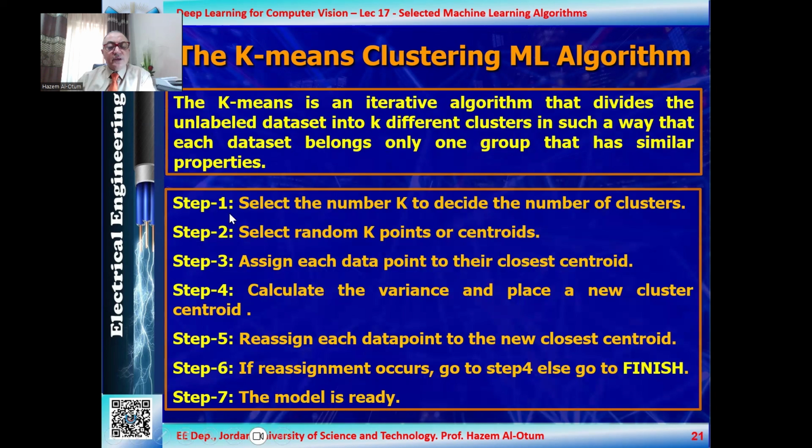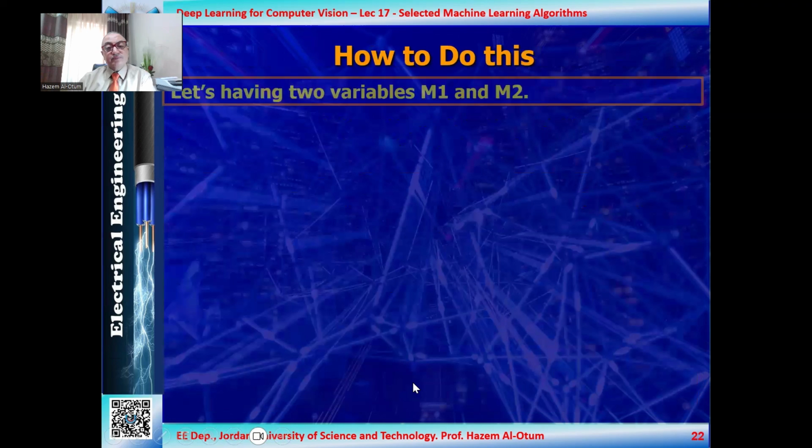So here we have the steps of the k-means algorithm. We select the number k to decide the number of clusters, and select k random points, which we call the centroids. Now we assign each data point to its closest centroid, calculate the variance, and place a new cluster centroid, modifying the centroid locations, and reassign each data point. Again, if the reassignment is okay and there is no modification, we stop. Otherwise, we need to go back to step 4 and repeat the process until we get an acceptable output. This way, the model will finish its work and reach a final decision.